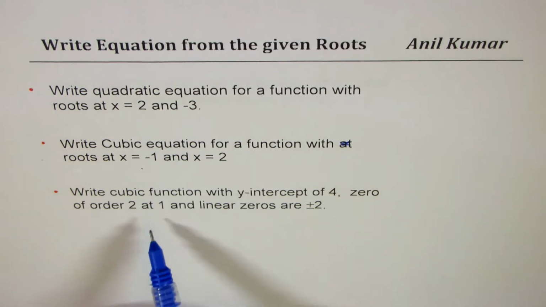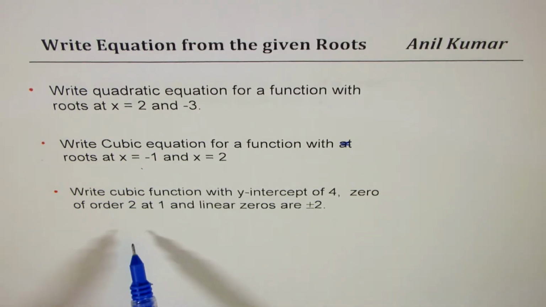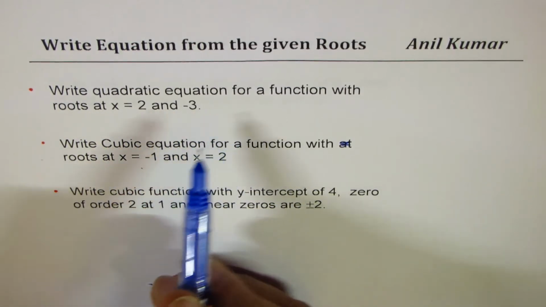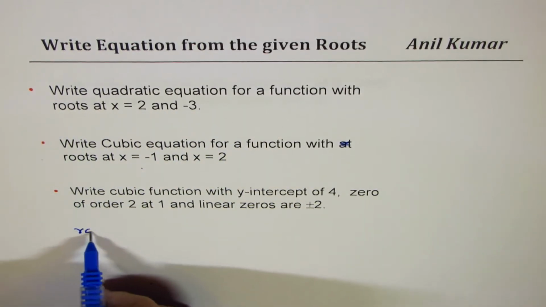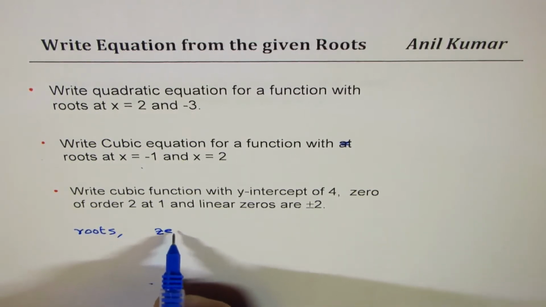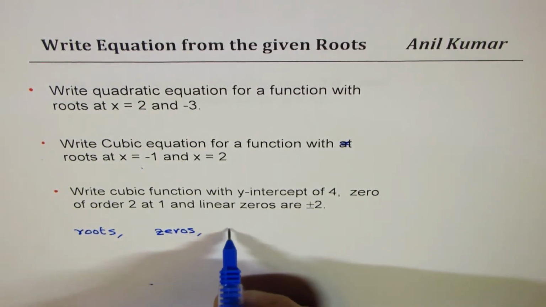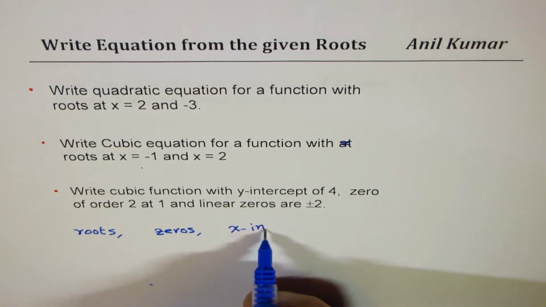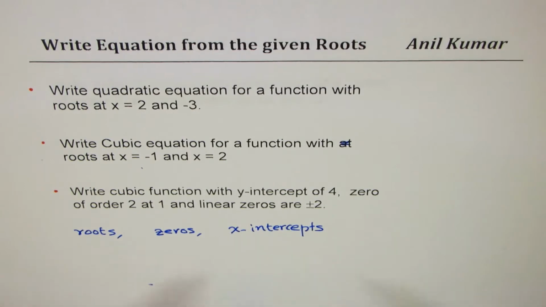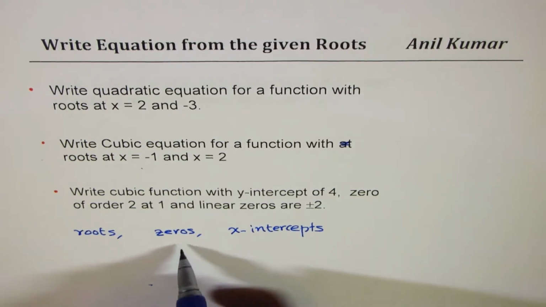As you will notice in these three examples, we are using different terms. We are using roots. We are using the term zeros. Sometimes we can also use x-intercepts. All three terms are related, and their relation could be shown something like this.